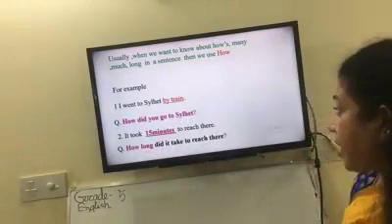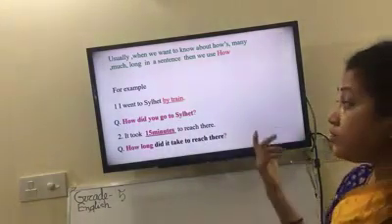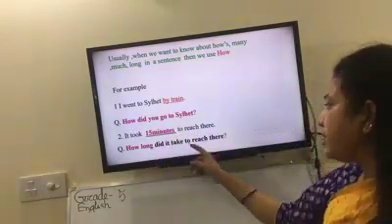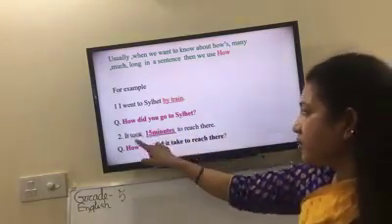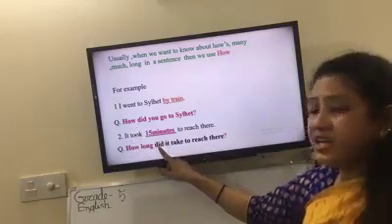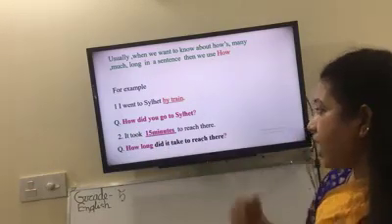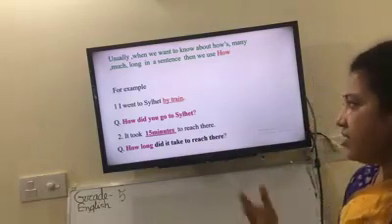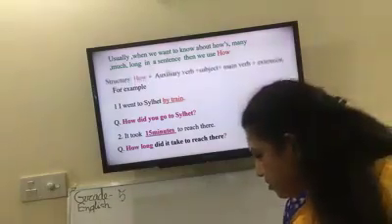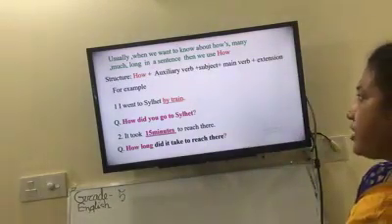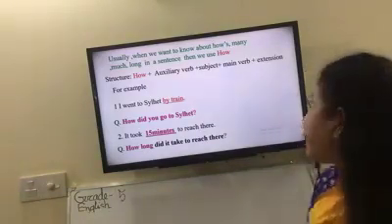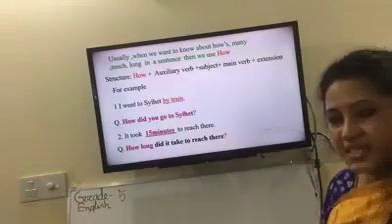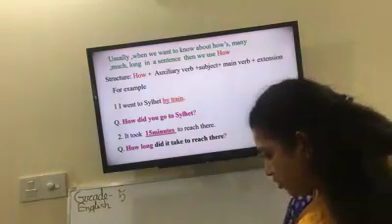Check your answer. How did you go to Sylhet? This is past tense, so I have to write did. How long did it take to reach there? It is past tense, so we write did here. In this way you have to write. Now have a look at the structure: how plus auxiliary verb plus subject plus main verb plus extension. This is the structure for how.